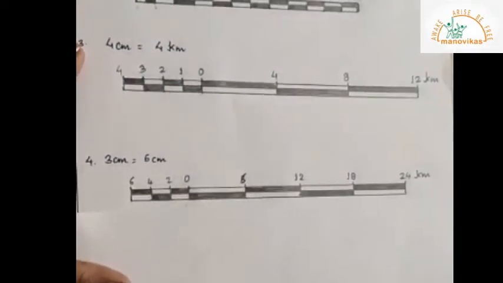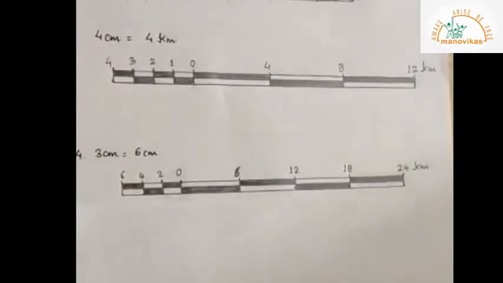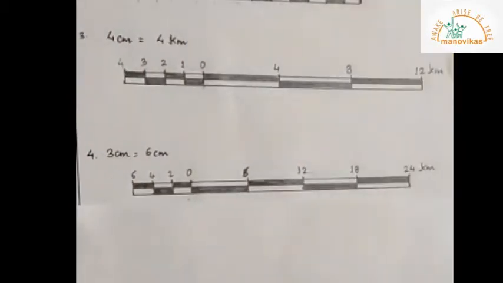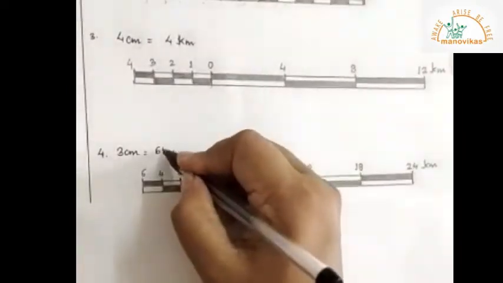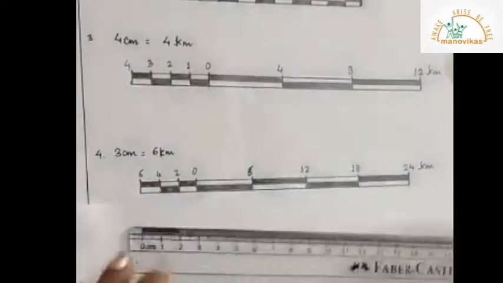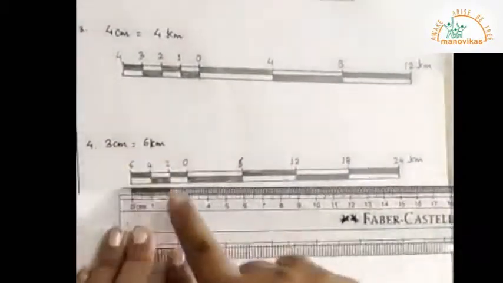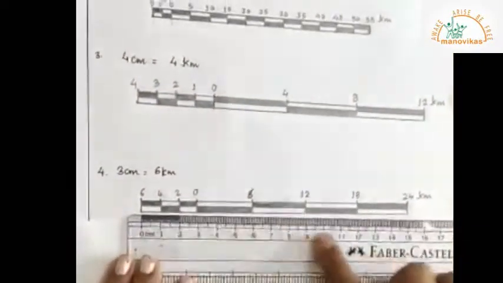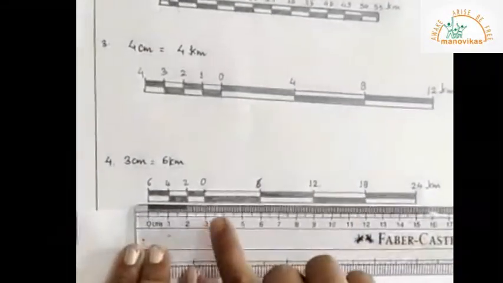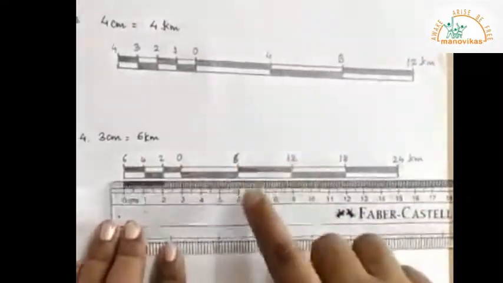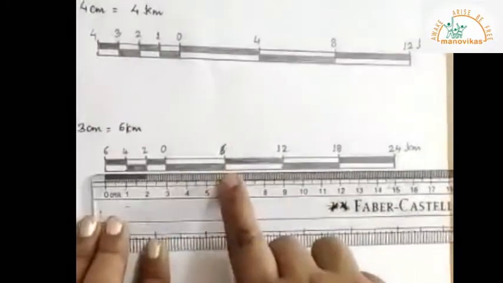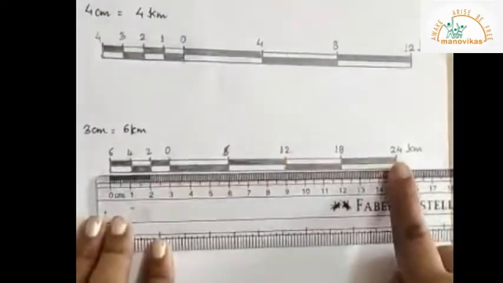The next example is 3 centimeter is equal to 6 kilometers. In this case 3 centimeter segments are to be drawn. So you draw a line nearly 15 centimeters: 3, 6, 9, 12, 15. The first 3 centimeters is 0, followed by 6, because 3 centimeters equals 6 kilometers, and it goes on.